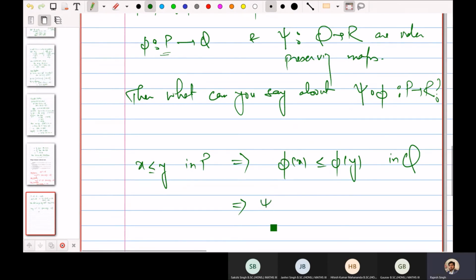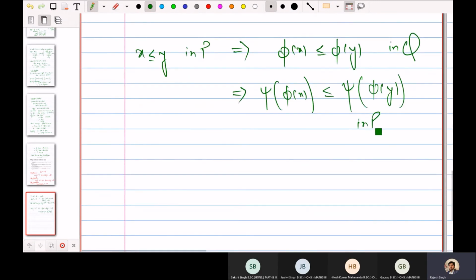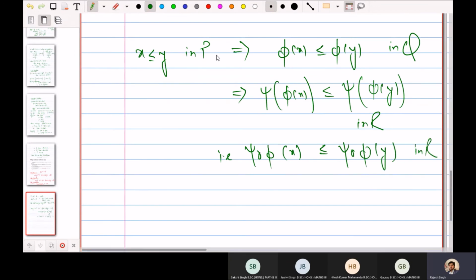Psi x is related to psi y in R. Psi of phi x is related to psi of phi y. ठीक है ना, क्योंकि phi x belongs to Q, so treat it as x. इस पूरे को x समझो, इस पूरे को y समझो. Psi of x, psi of y in R, so that is psi of phi x is related to psi of phi y in R. So यहाँ से x is related to y in P, psi of phi x is related to psi of phi y in R. So this implies psi of phi is an order preserving map.